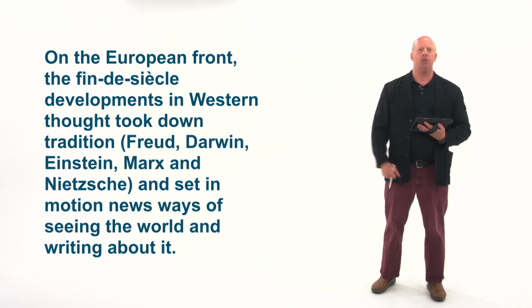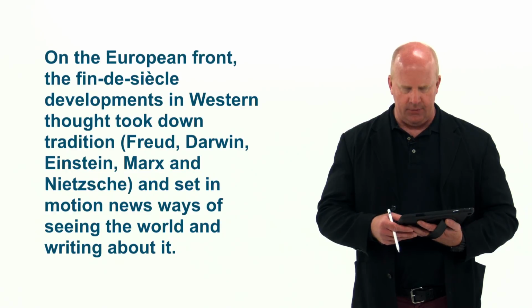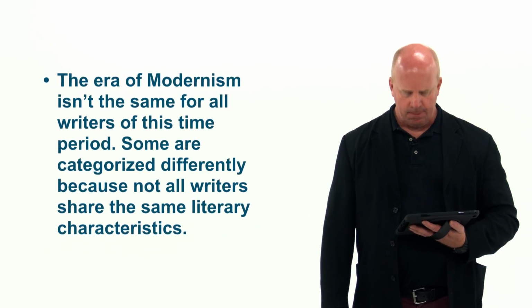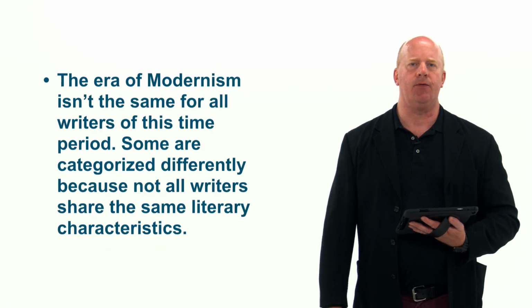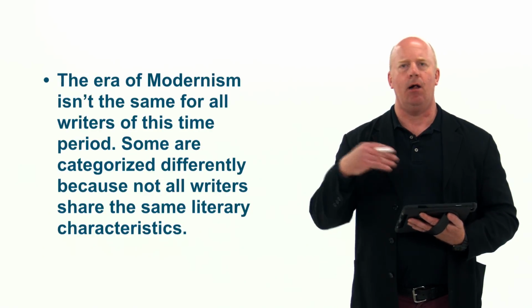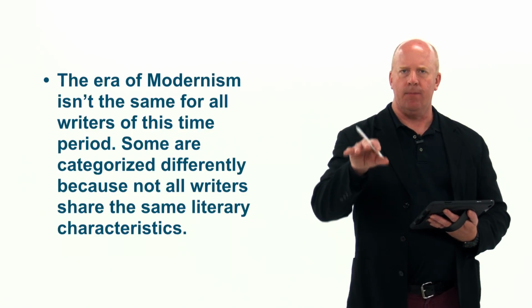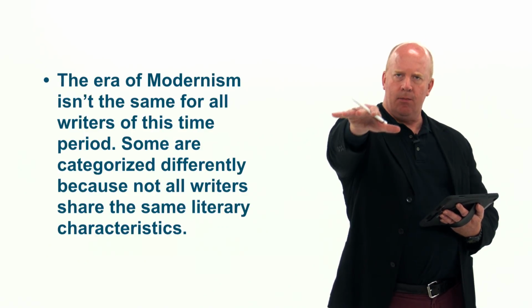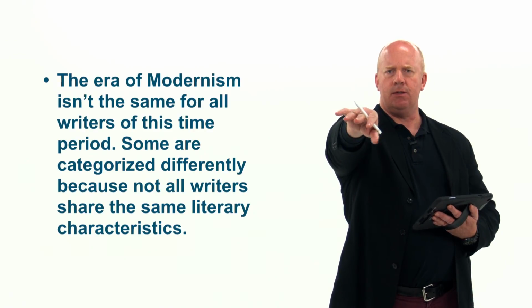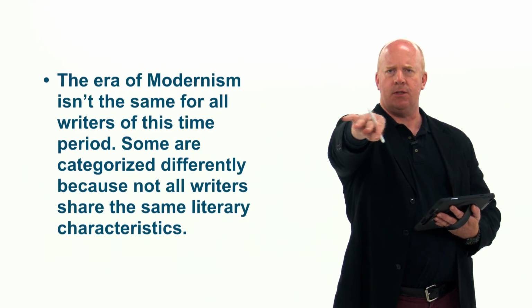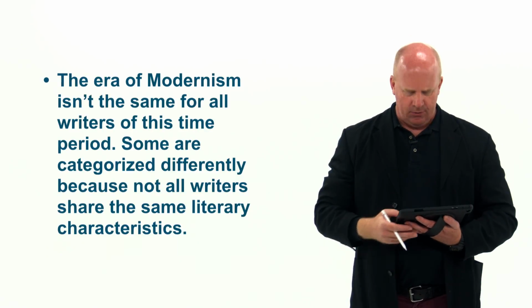And this set in motion new ways of seeing the world and writing about it, and a lot of these things we'll explore. So the era of modernism isn't the same for all writers at this time because some are categorized differently, and not all of the writers share the same literary characteristics. So we're moving into modernism, but we're making a big expansion like this, and we're going to see, oh, well, this isn't our modernist writer because she doesn't share the same characteristics as this one, or these two are the same. So there's a lot of difference in what's going on here.